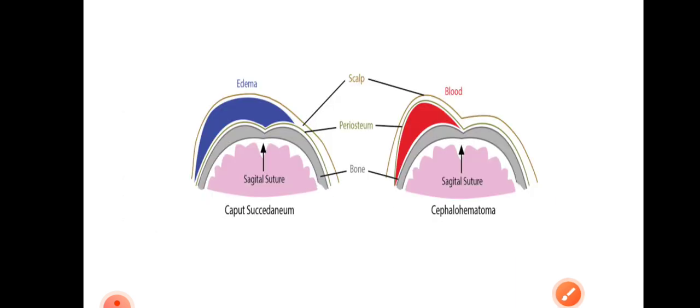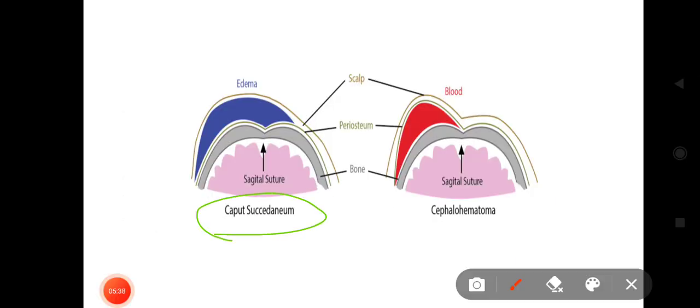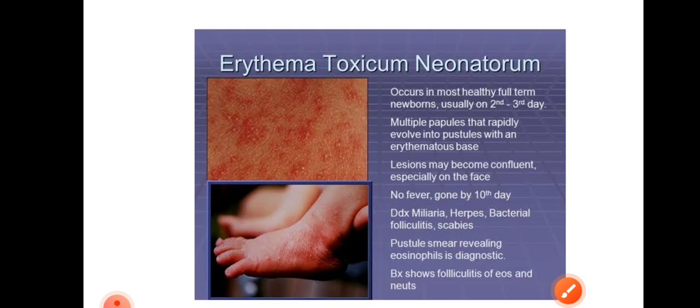So, important difference. Now an image-based question can also be asked. This is caput and this is cephalohematoma. Cephalohematoma is localized, caput is crossing the suture line, it's generalized. So go through this, an image-based question can be asked.